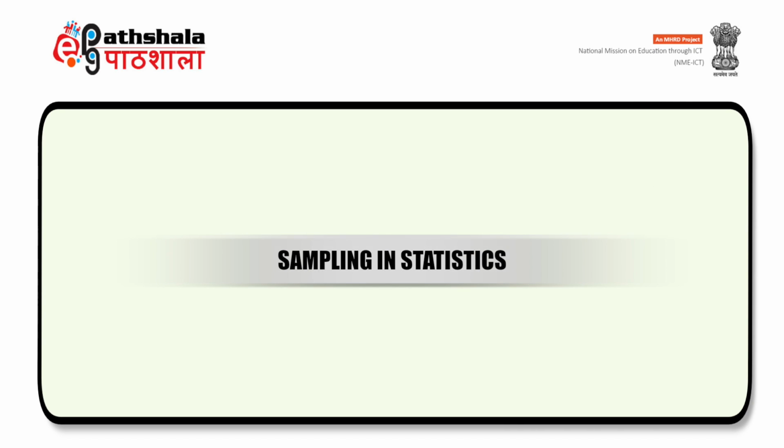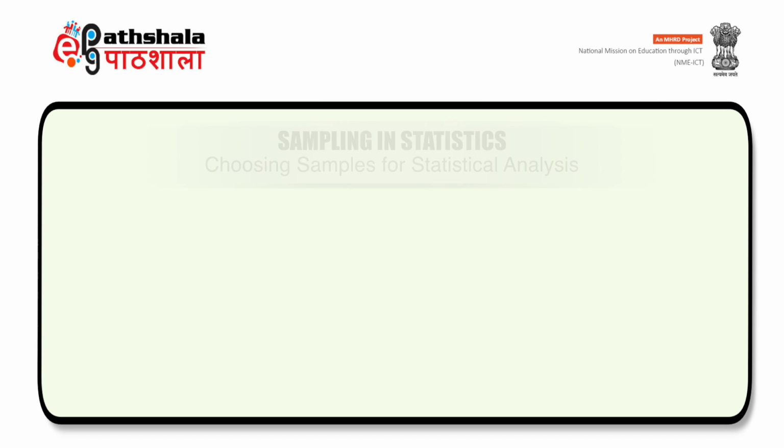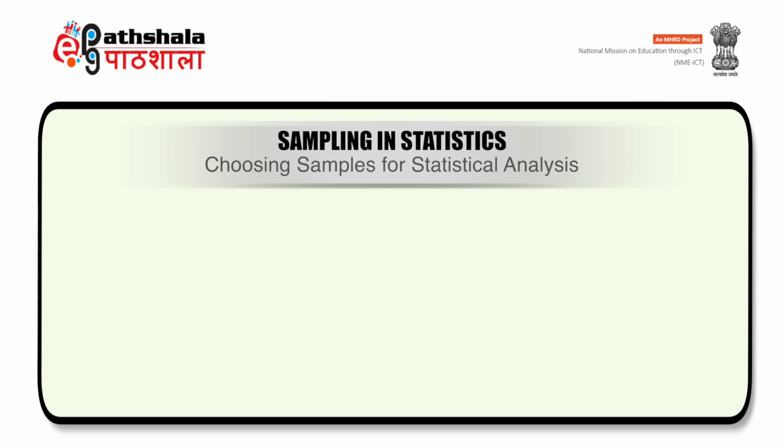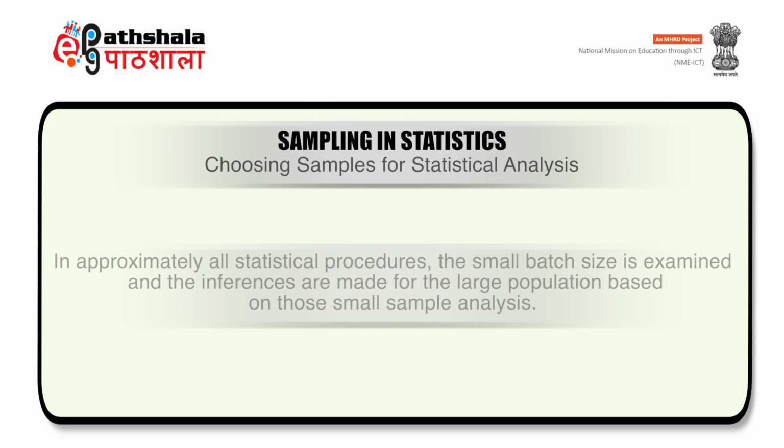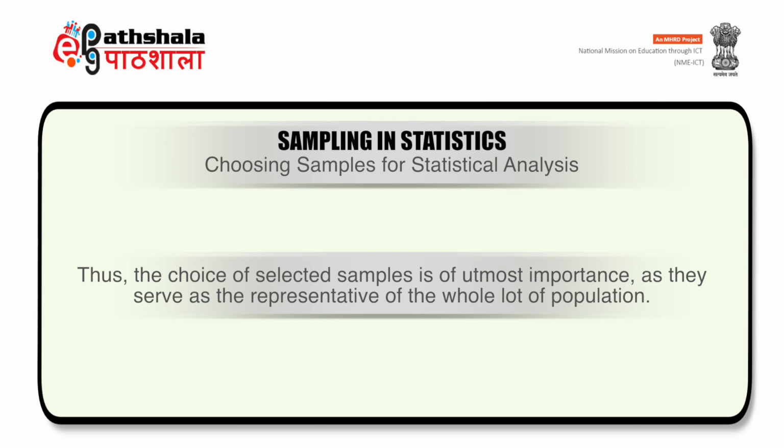Now we move on to the fourth learning objective, that is sampling in statistics. Under sampling in statistics, first we will discuss choosing samples for statistical analysis. Samples refer to a small number of observations collected from a relatively large population. In approximately all statistical procedures, a small batch size is examined and inferences are made for the large population based on that small sample analysis. Thus, the choice of selected samples is of utmost importance as they serve as the representative of the whole lot of population.